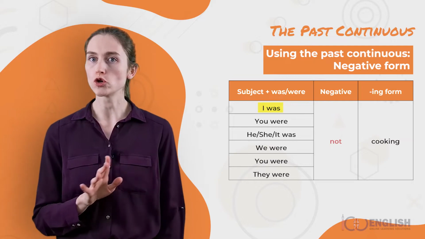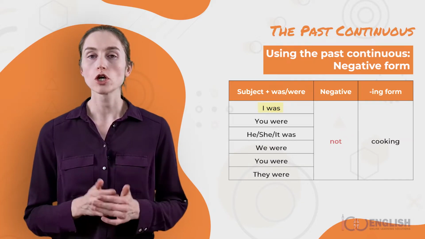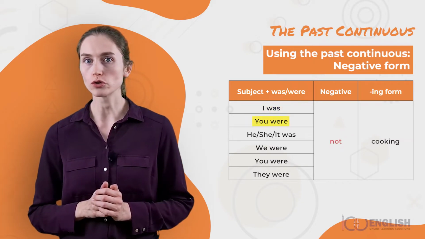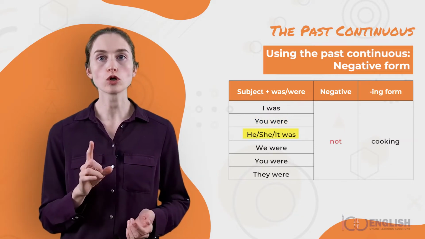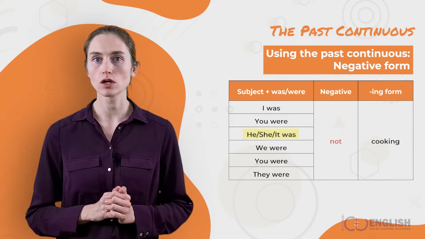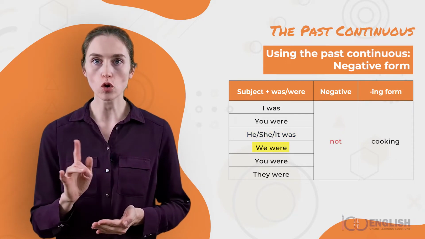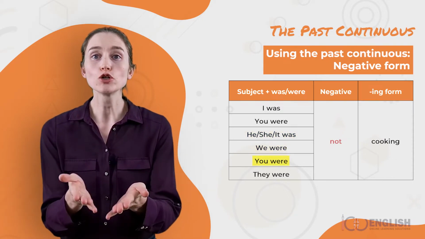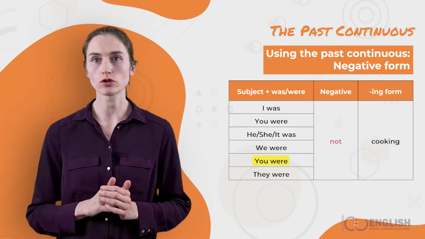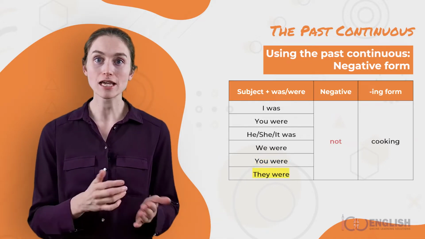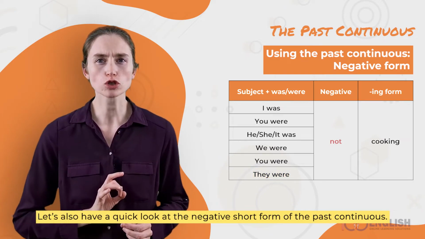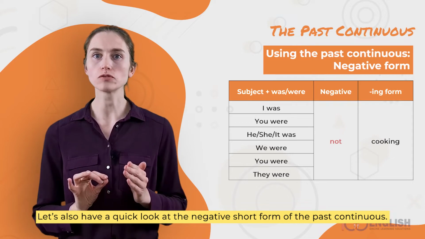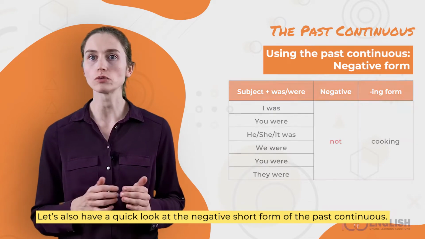I was not cooking. You were not cooking. He, she, it was not cooking. We were not cooking. You were not cooking. They were not cooking. Let's also have a quick look at the negative short form of the past continuous.